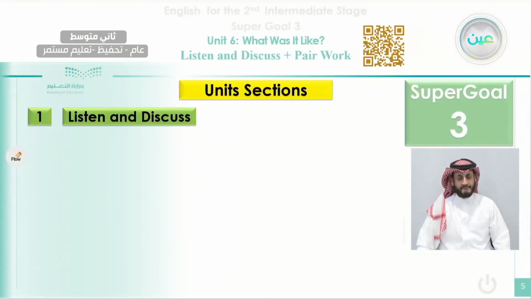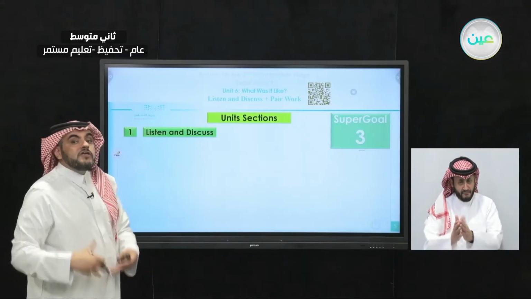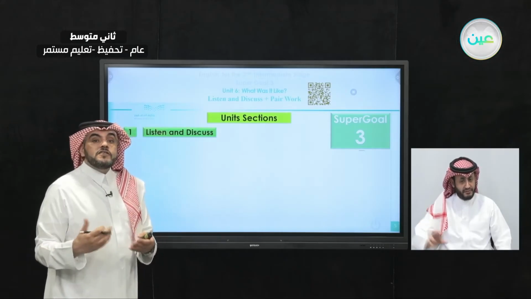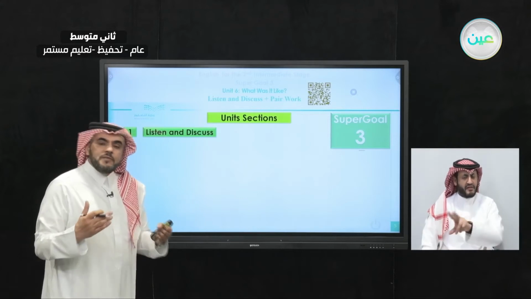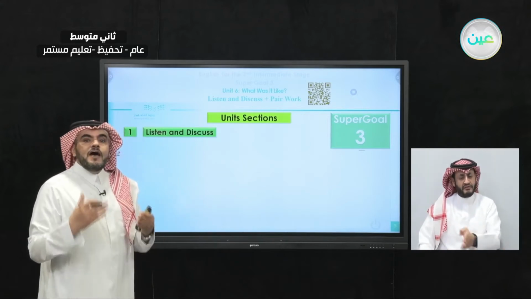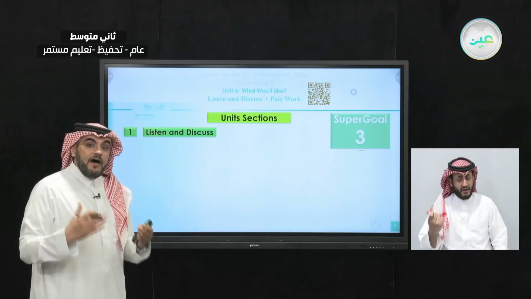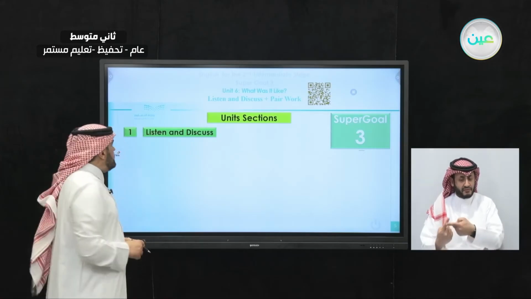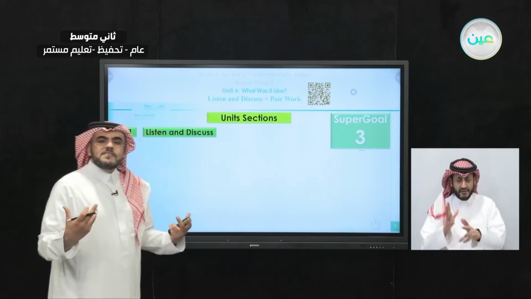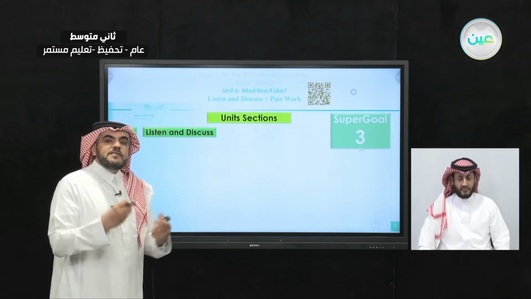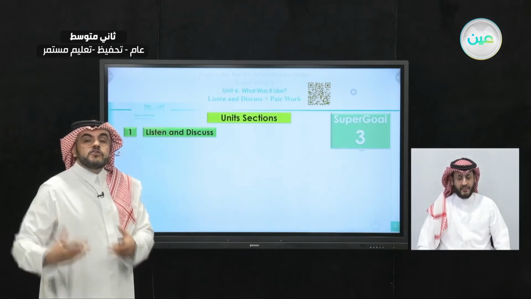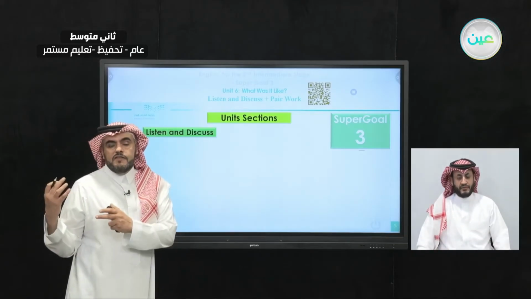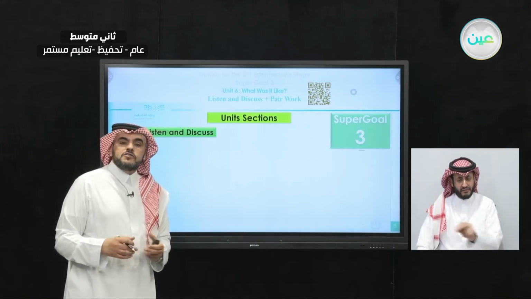Okay, now we'll talk about the book again. We'll go back to the book. You know that we are going to study 6 units in this book, and these 6 units follow a certain pattern. What do you mean by a certain pattern? Each unit has 11 sections. Okay, there are 11 sections. The first section in each unit is called Listen and Discuss. What does this section have? In each unit, this section has the main theme. It introduces the main theme of the unit. Each unit has a different theme than the other, as you saw a while ago.